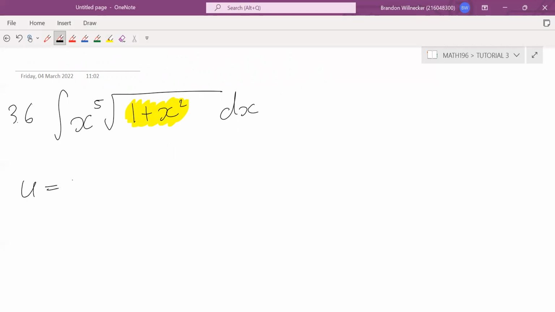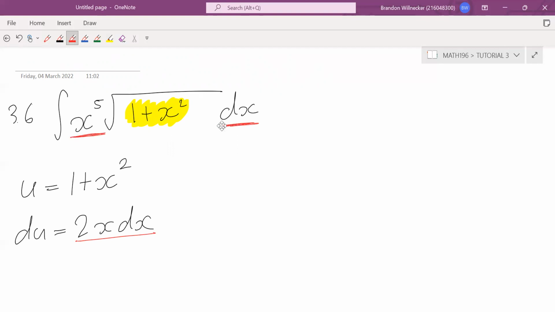So u is equal to 1 plus x squared. So du is equal to 2x dx. Okay, a bit of a problem here. We've got 2x dx, but the question has x to the 5 dx. How do we get from 2x dx to x to the 5 dx? Well, we can start by taking the 2 over. So we're going to have 1/2 du is equal to x dx.